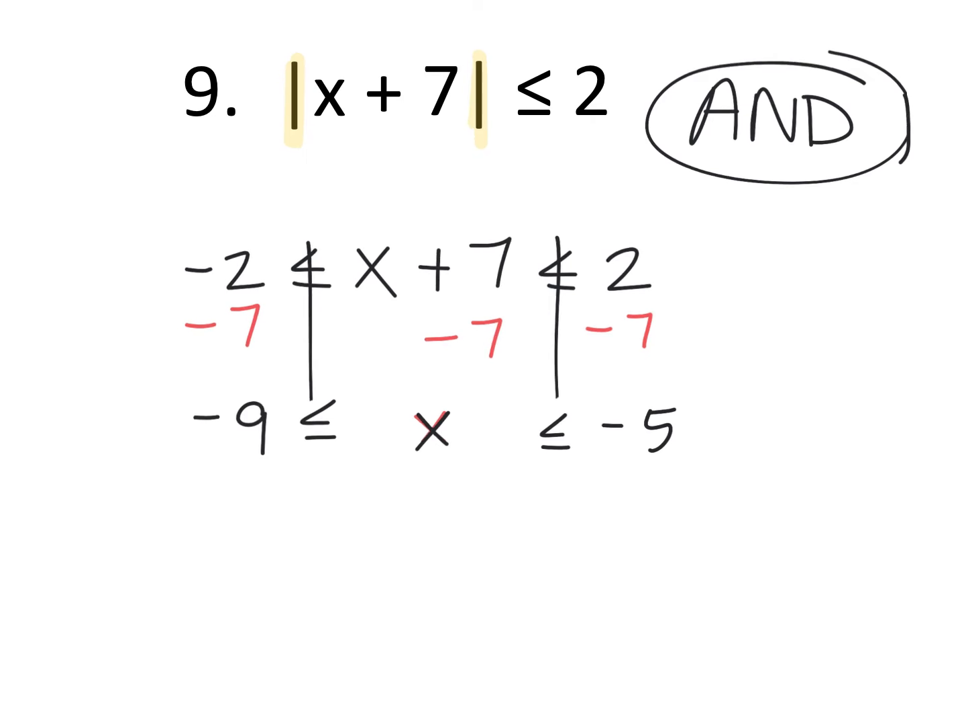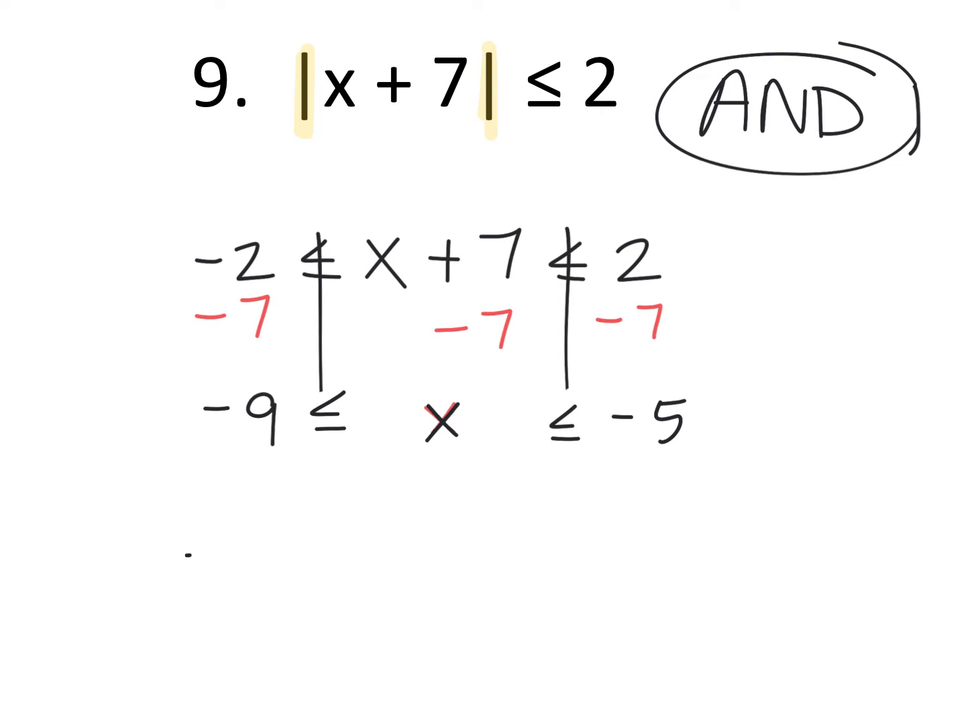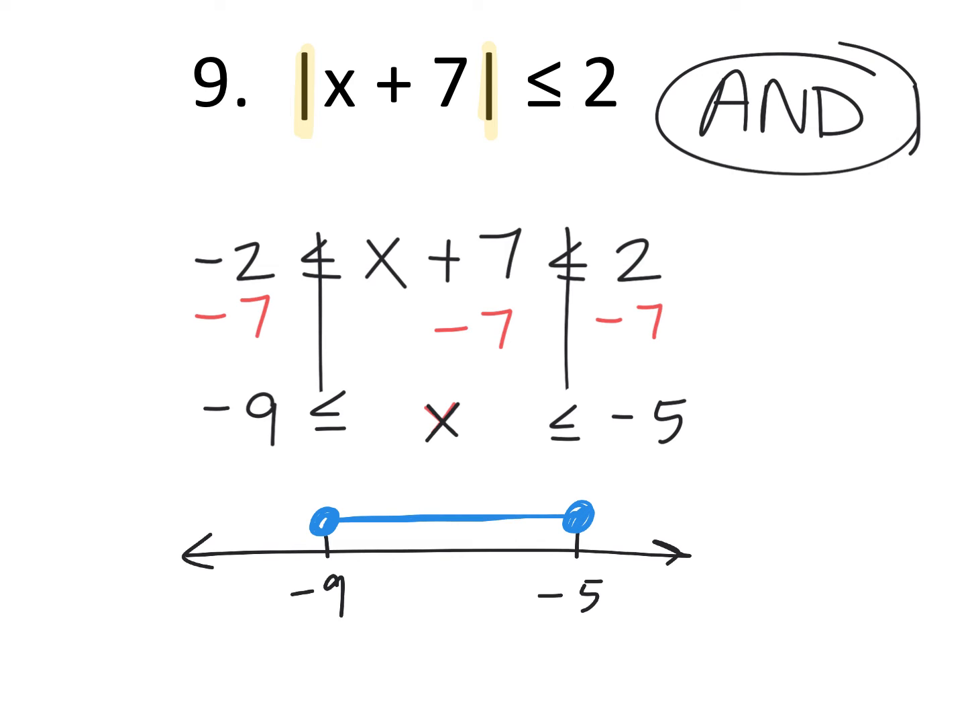So now we're going to graph this just like you have been. It's a compound inequality. So I just need these two numbers. It's got that or equal to for both of them. So open or close? Closed. And the x value is between those, so here.